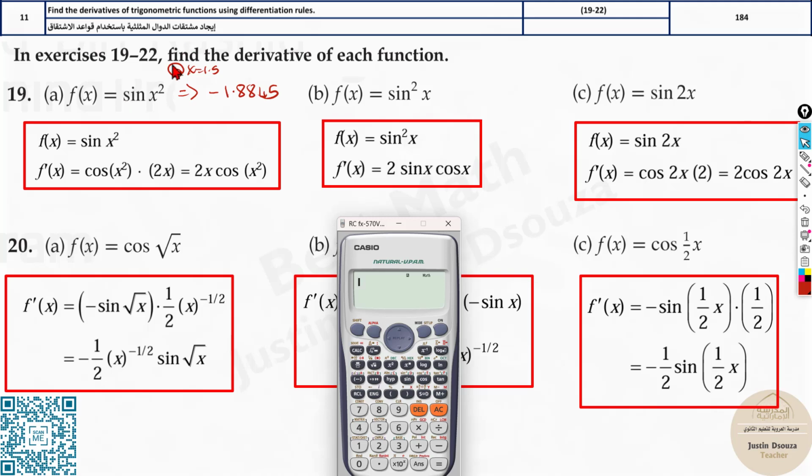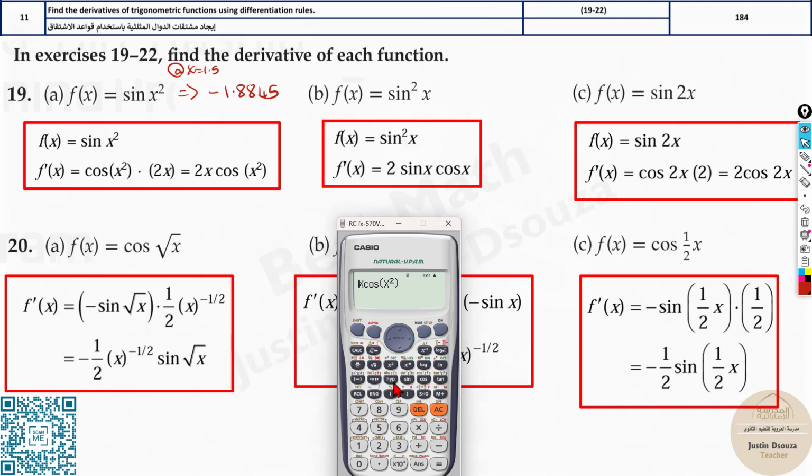Only the given question you're deriving, not the answers. The answers are already derived, so you type them as it is. 2x cosine x squared, close the bracket. And calculate this at 1.5, whatever value you consider, the same value you must use. And look at this, it matches.